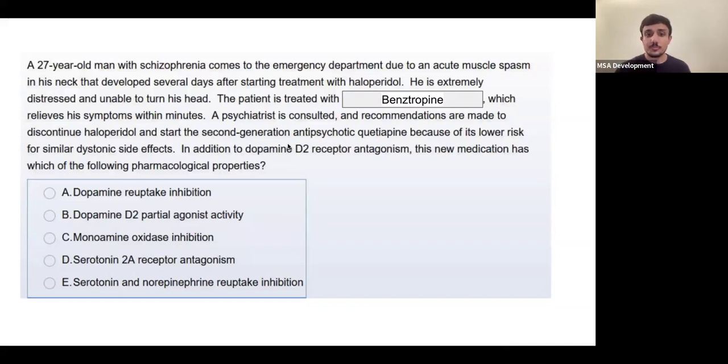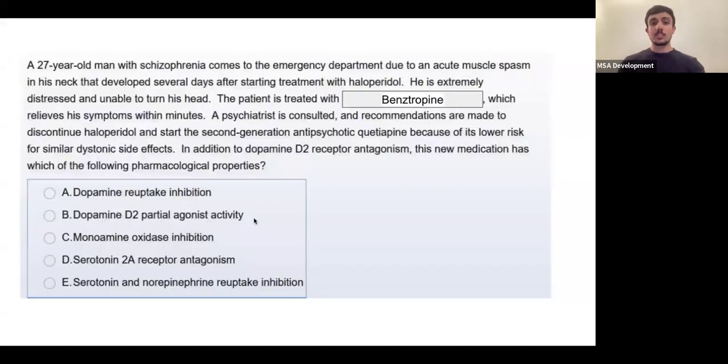Now he was changed to quetiapine, because of its lower risk of similar dystonic side effects. In addition to dopamine D2 receptor antagonism, what other pharmacological effects does it have? What is quetiapine? Quetiapine is a second generation antipsychotic. How do second generation antipsychotics work? By inhibiting dopamine receptors, as well as, the answer here, serotonin receptor antagonism. So that's the unique thing about second generation antipsychotics, which does not happen in first generation antipsychotics. The answer is D.